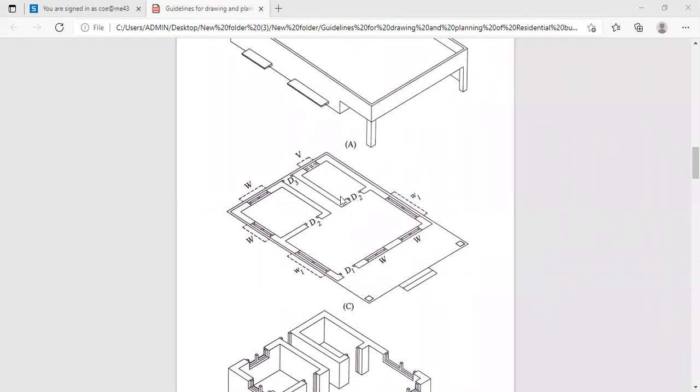There is no standard rule to show the wall thicknesses while you are preparing the sketch plan by using the line plan. There are no standard laws.